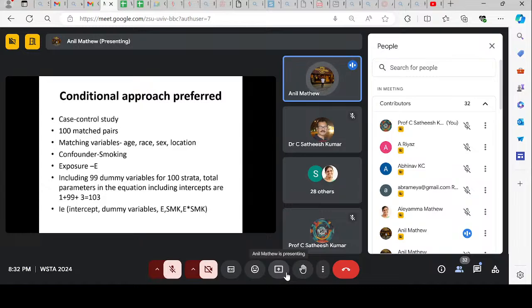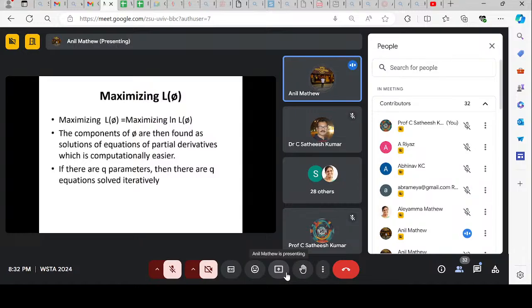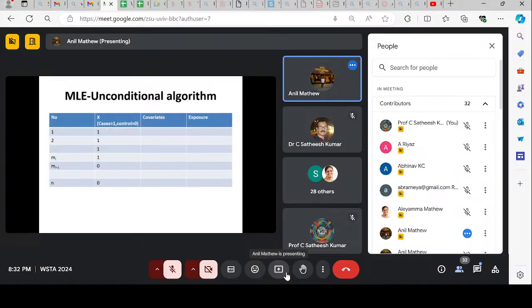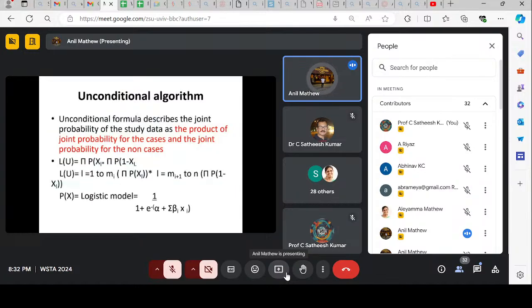Conditional logistic MLE estimation. So what is this? What are we going to do in conditional versus unconditional? What is the difference in the algorithm? The likelihood formulas are different for the unconditional and conditional methods. Let us make the concept very simple. The outcome variable X takes value 1 or 0. We have the set of covariates and we have exposure variables.